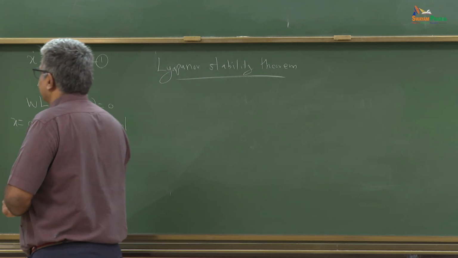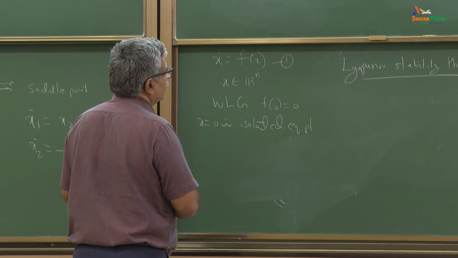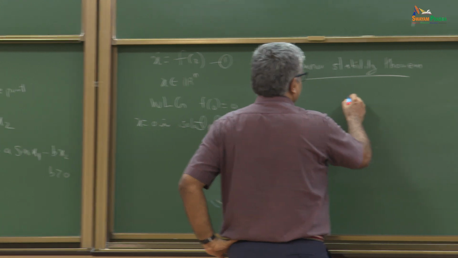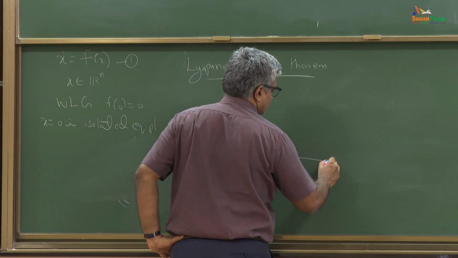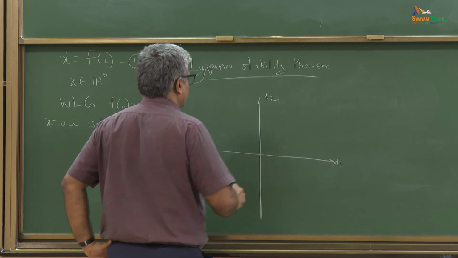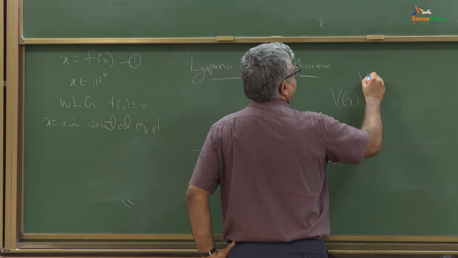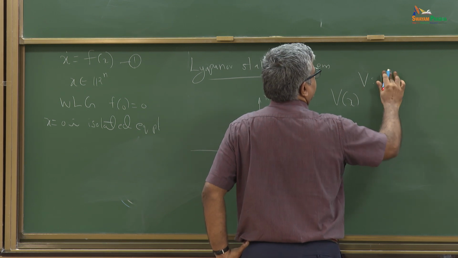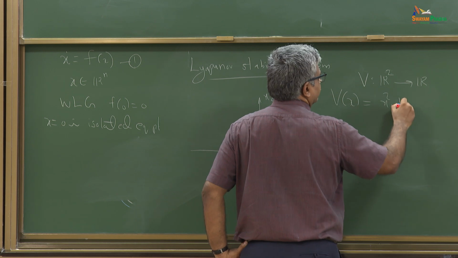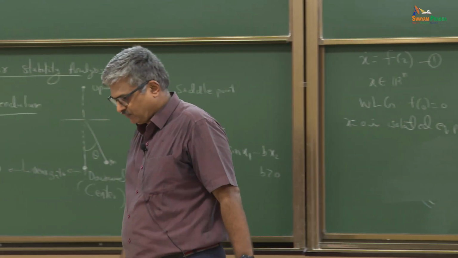But before I state this theorem, let us see what we have with us and what we need. Suppose again we take the plane. Suppose we have some function v from R2 to R, a real valued function, and you define it as x1 squared plus x2 squared, a quadratic.